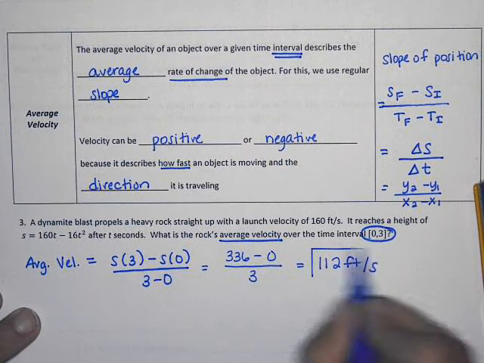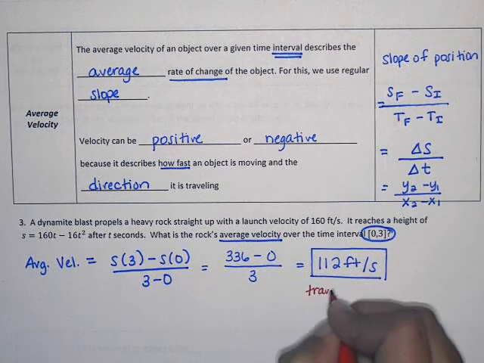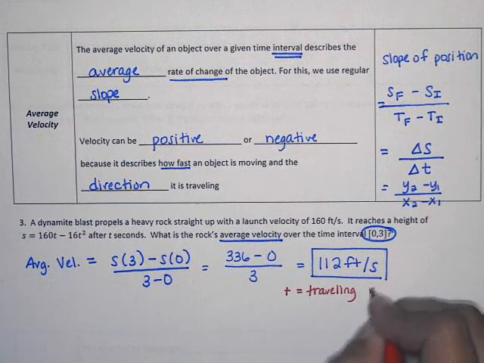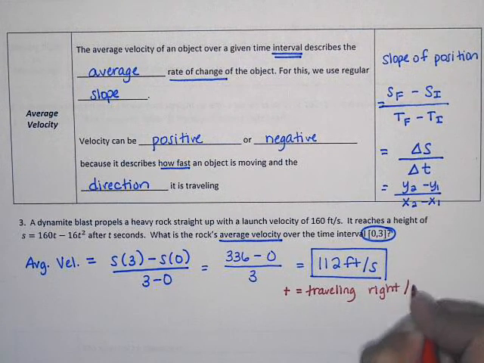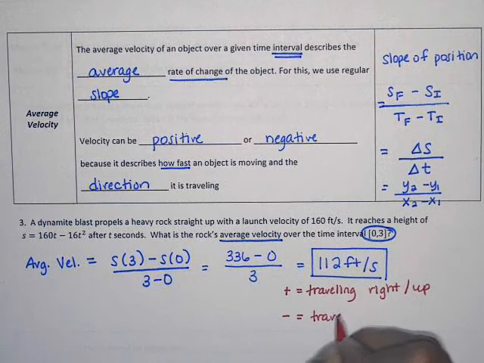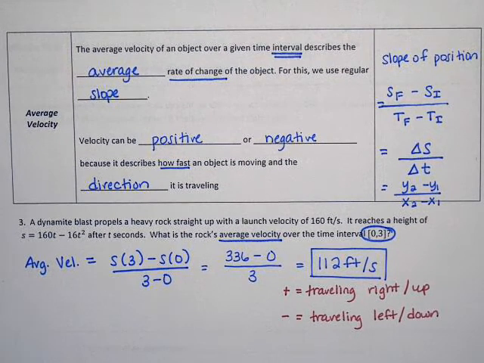So I would get 112 feet per second. Now you'll notice that this is positive. So that means that I'm traveling to the right or I'm moving up. If it was negative, that would mean that I'm traveling left or down. Kind of like on a graph.